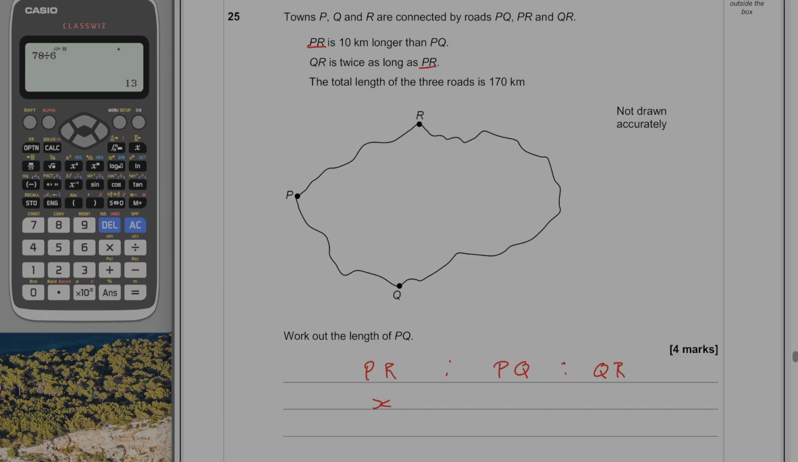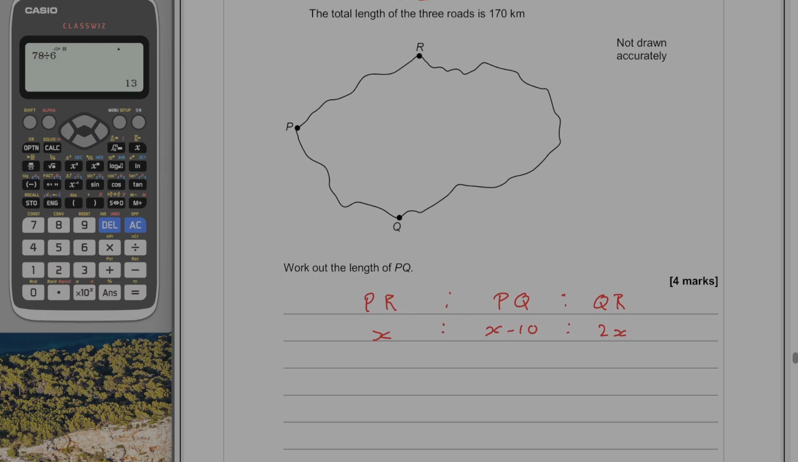So PR is 10 kilometers longer than PQ, so that would be X minus 10. And then Q to R is twice as long, so 2X. Let's just double check that I've read that correctly. P to R is referred to twice, so I'm going to call that one value X. Simpler. PR is 10 kilometers longer than PQ, so PQ would be 10 less. Then QR is twice as long, so that would be 2X, and their total is 170.